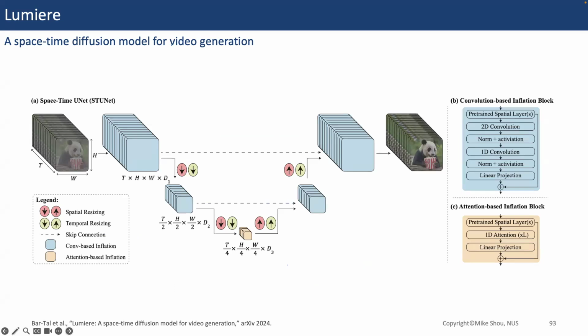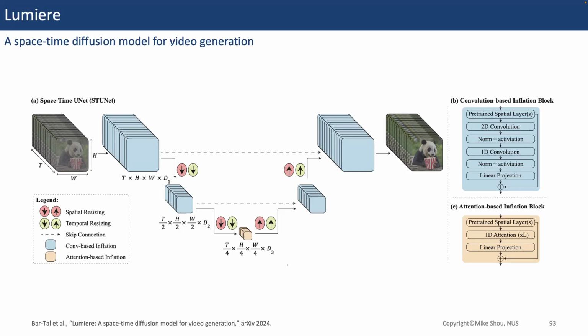And STUnet takes a pre-trained text-to-image unit and inflates it to handle video. This enables it to downsample and upsample across both time and space dimensions. So here is a breakdown of its components. The convolution-based block consists of the original pre-trained text-to-image layers. They enhance these layers with a factorized space-time convolution. This allows the model to effectively capture both spatial and temporal information from the video.